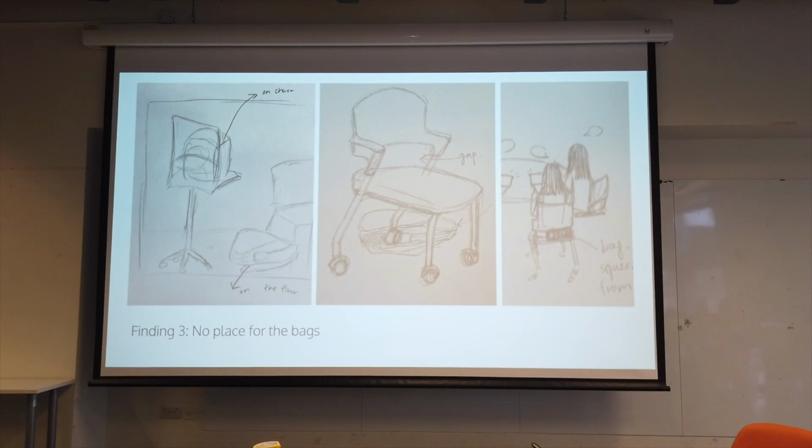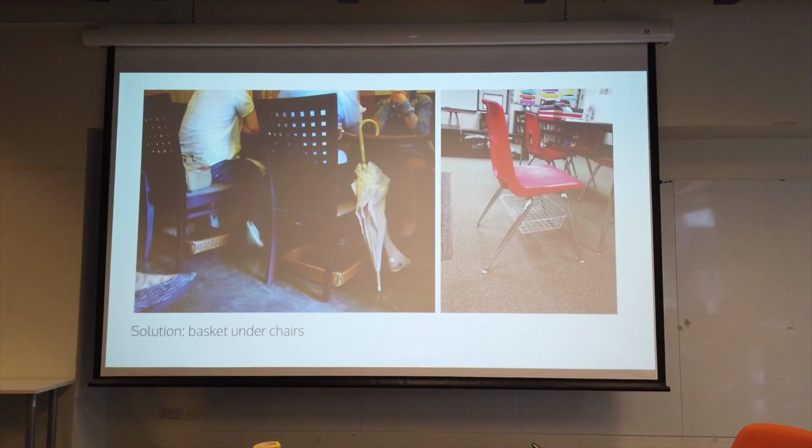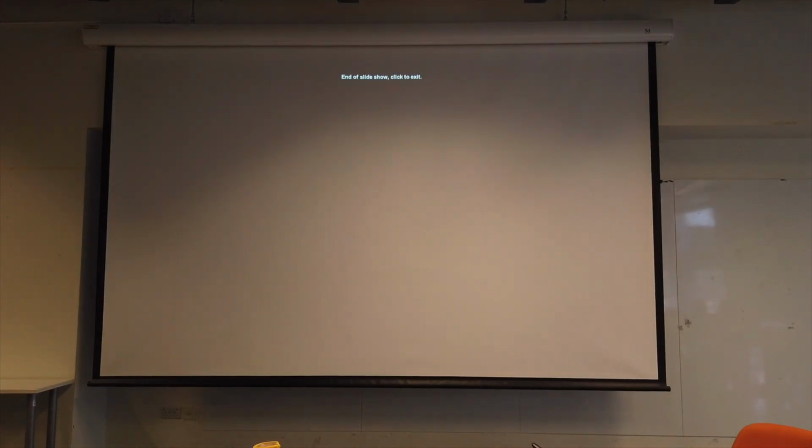And our third finding is that there is no place for people to put their bags, as we see that some people put their bags on their chairs, and some put them on the floor. However, there is a gap at the back of the chair, so if people put their bag there, it squeezes out of the chair and easily drops to the floor. So our solution is to maybe put some baskets under the chairs so that there is better use of space, it won't take too much space, and people can still put their belongings properly. That's all. Thank you.